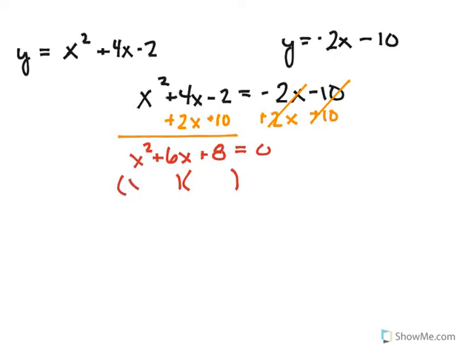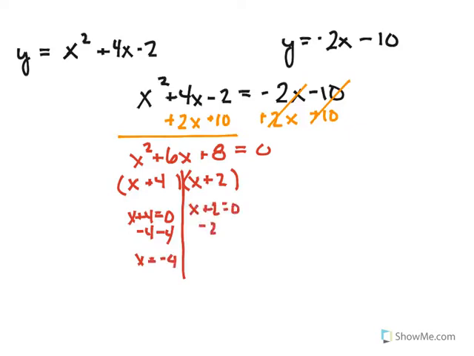So it's going to be x plus 4, x plus 2, and that means that x plus 4 equals 0. Subtract 4. x plus 2 equals 0. Subtract 2. x equals negative 2. So that means my limits of integration for this function are going to be from negative 4 to negative 2.